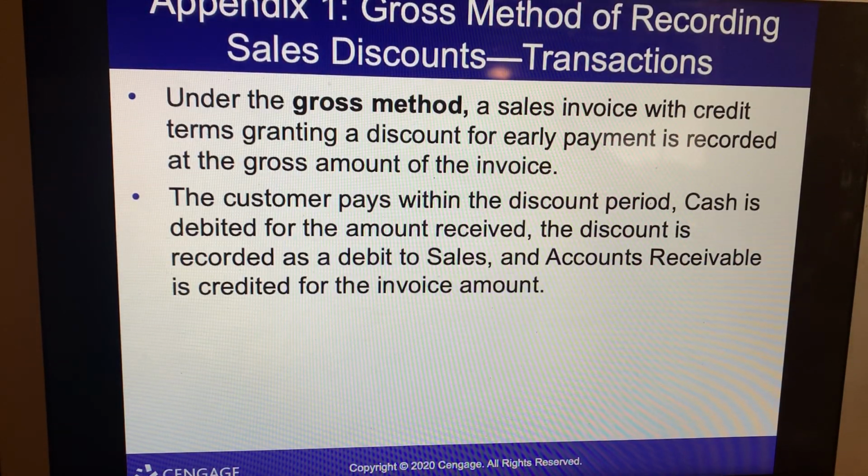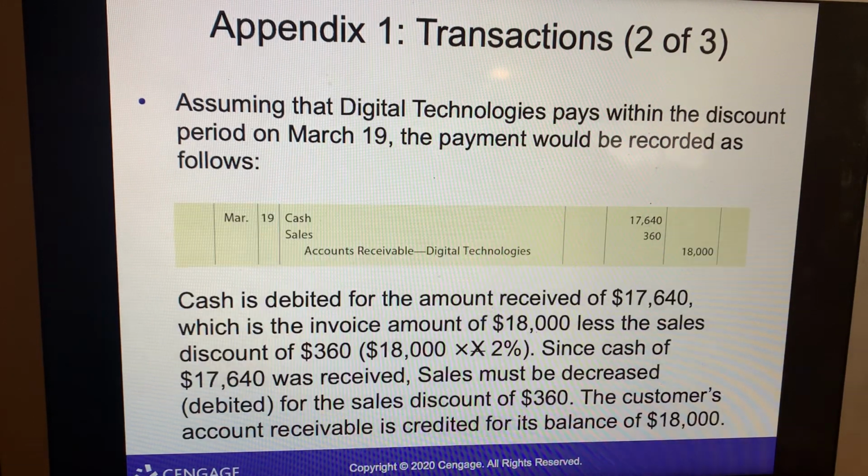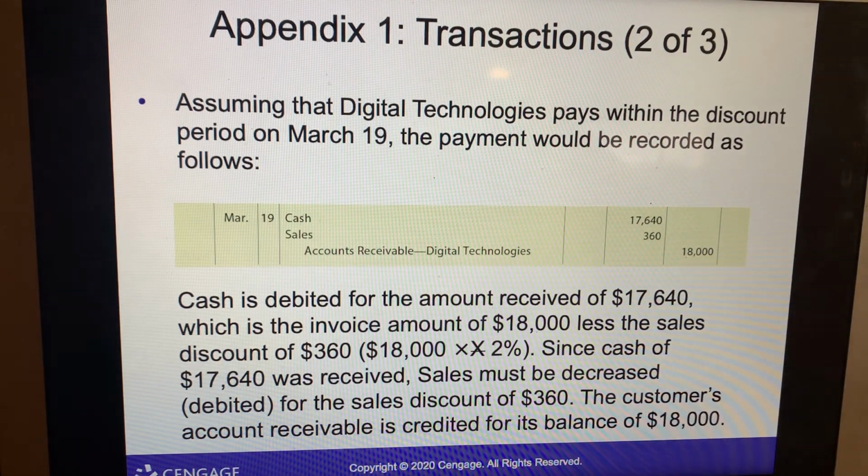Gross method: sales invoice with credit terms and grant a discount for early payment. The customer pays within the discount period, cash debited, and amount received. The discount is recorded as a debit to sales, and account receivable is credited for the invoice amount. So here's what this would look like. And there's two entries that happen simultaneously. And this is with the gross method. Okay, and then cash, and then here's our sales, and then account receivable.